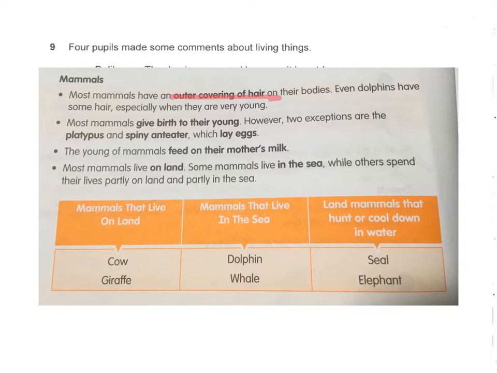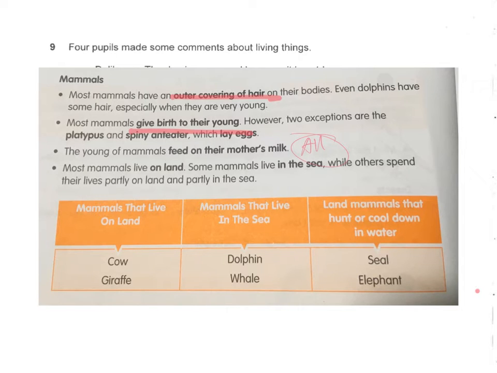Next, most mammals give birth to their young. Of course, there are some exceptions. They include the platypus and the spiny anteater, which lay eggs. And lastly, now this is the most characteristic thing about the mammal. All mammals, not most, all mammals feed on their mother's milk. So this is the most characteristic part about being a mammal.